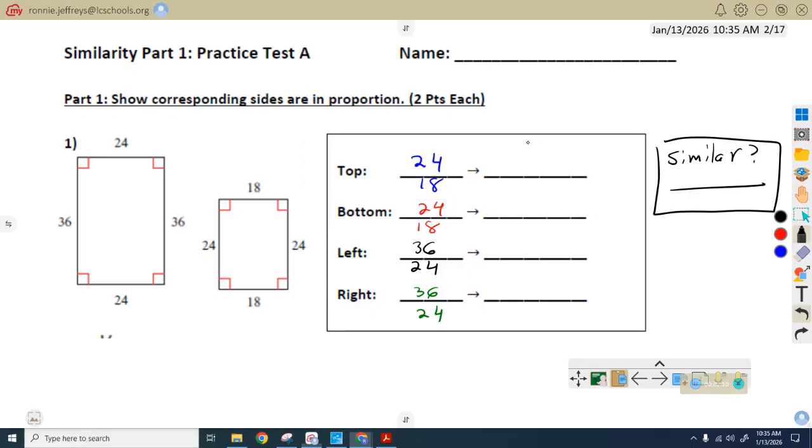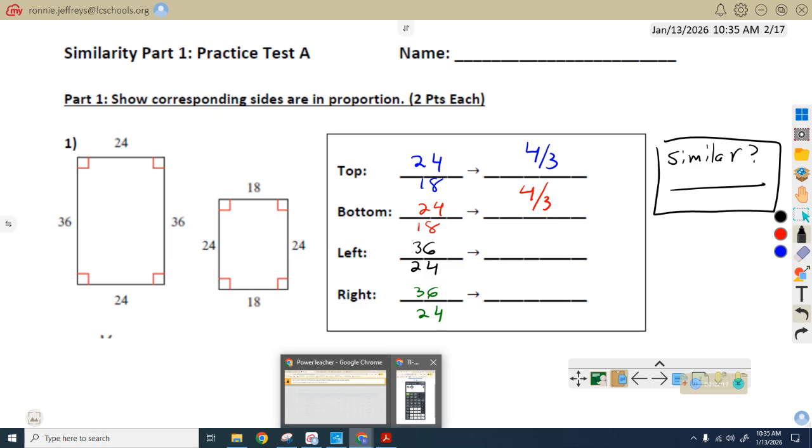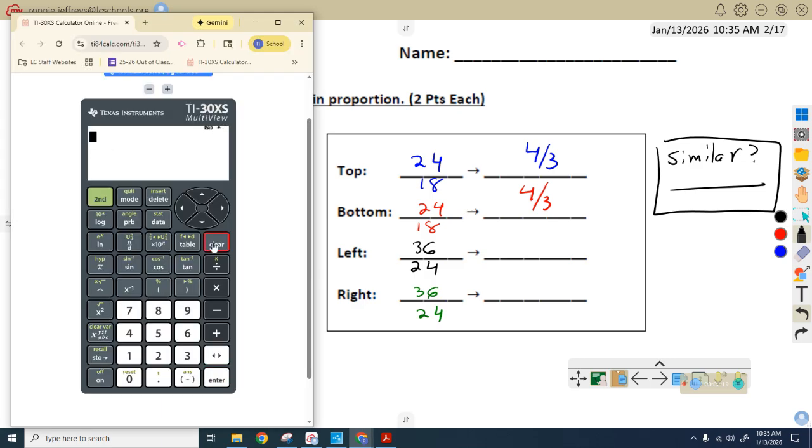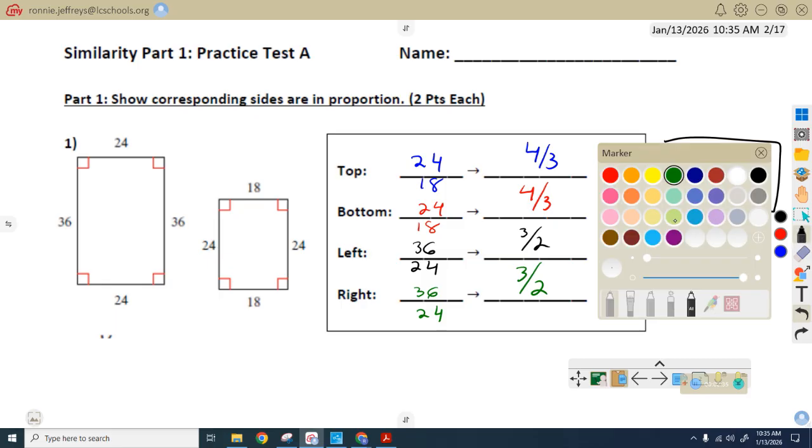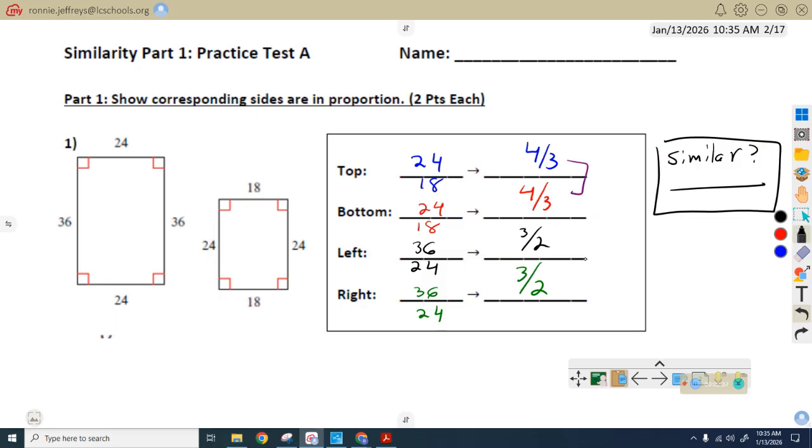Thank you. Alright, so 4 thirds here, and then 4 thirds here. Let's see, 36 over 24. So 3 halves here, and then 3 halves here. Now, unfortunately, due to the fact that these two are not similar, it's all of them. So this would be a no, if it's not similar.